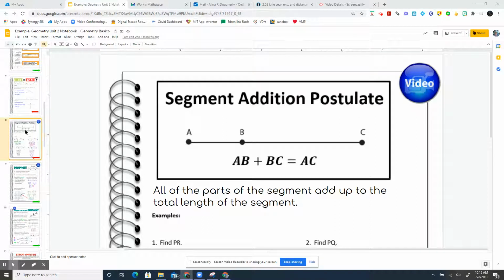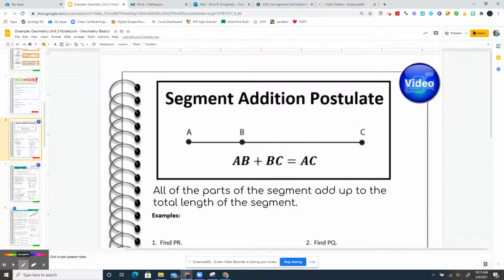Hi guys, we're talking about page 8 in your digital notebook, the segment addition postulate. Basically, this says if you have 3 collinear points, you've got one section over here, AB, that's one segment, and another segment, BC, over here, and together they add up to make the total.